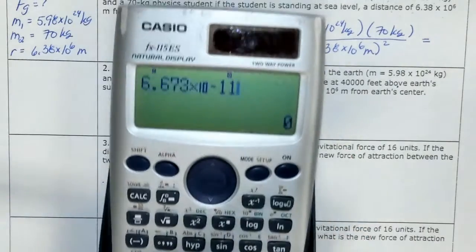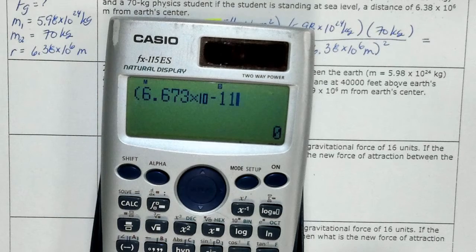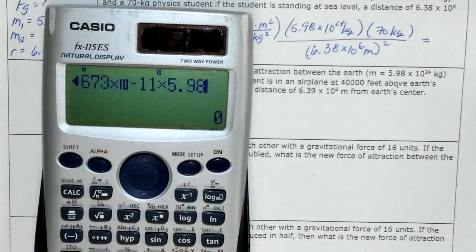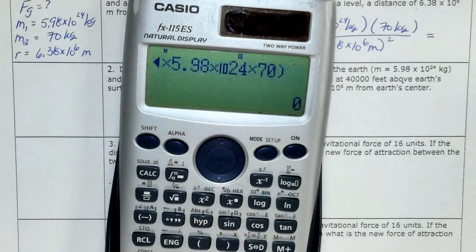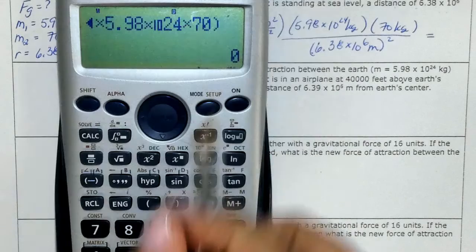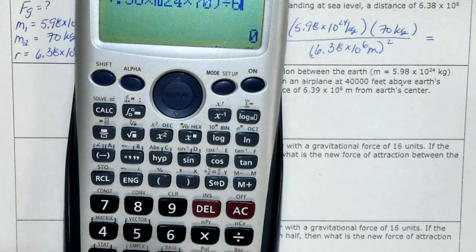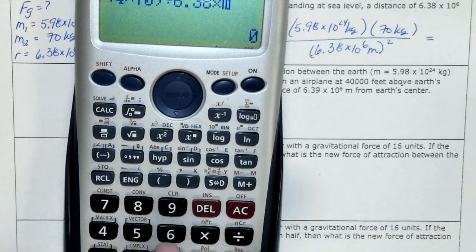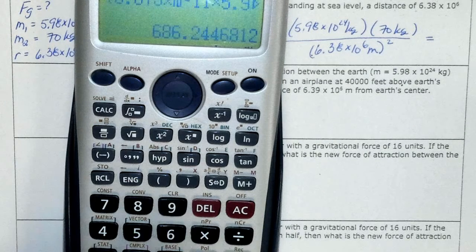Okay, so parentheses 6.673 times 10 to the negative 11 times 5.98, again exponent to the 24th, times 70, close parentheses. That tells your calculator all this stuff needs to go together. Multiply all this stuff together first, and then I say divide by, and then I put the stuff on the bottom. So 6.38 exponent 6, and then I just hit squared, equals.